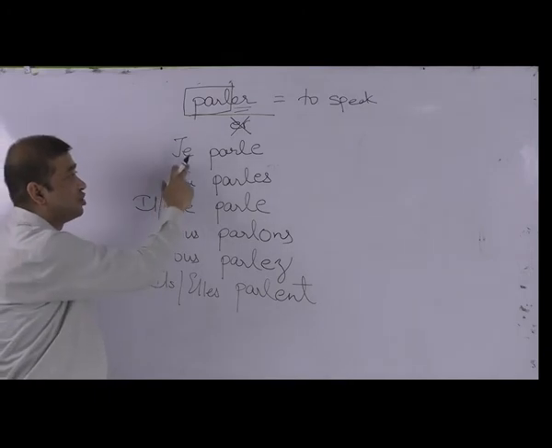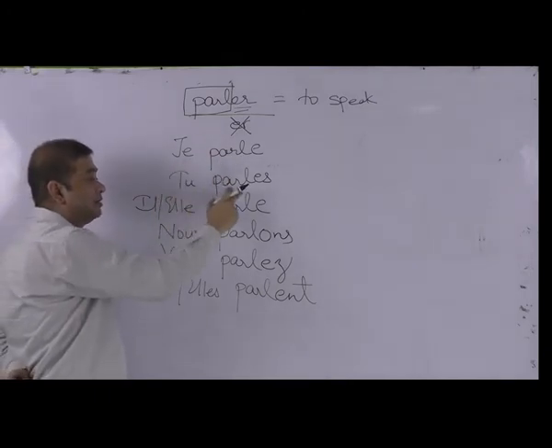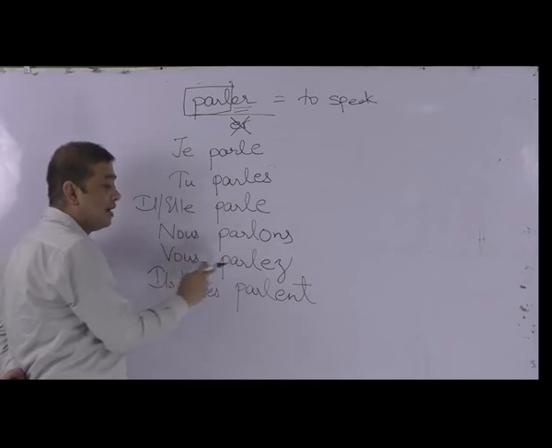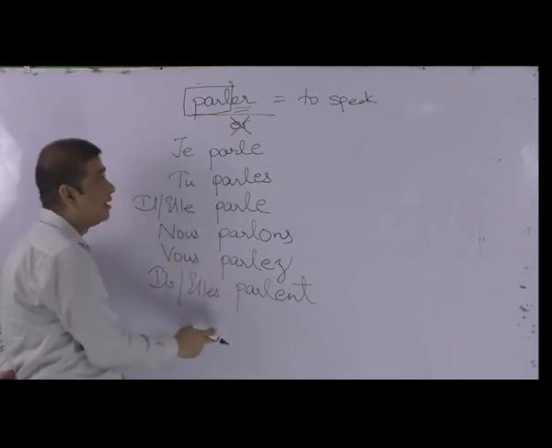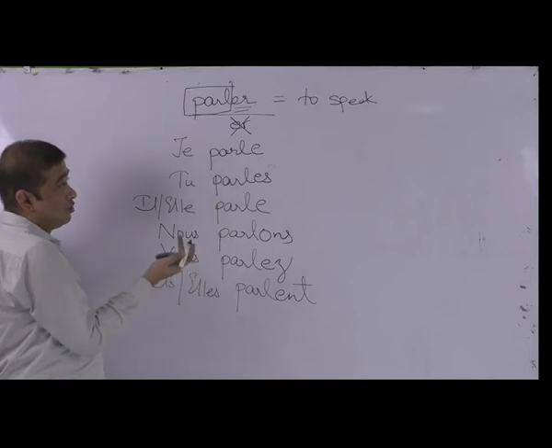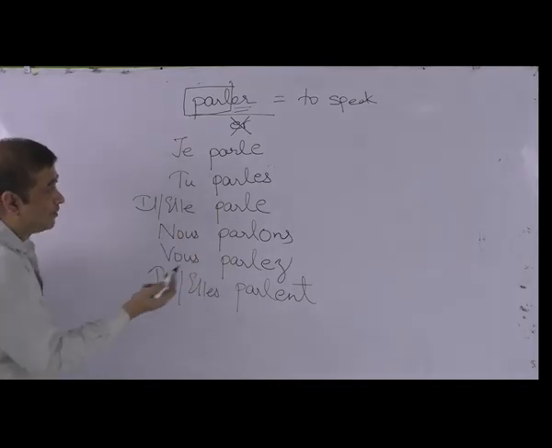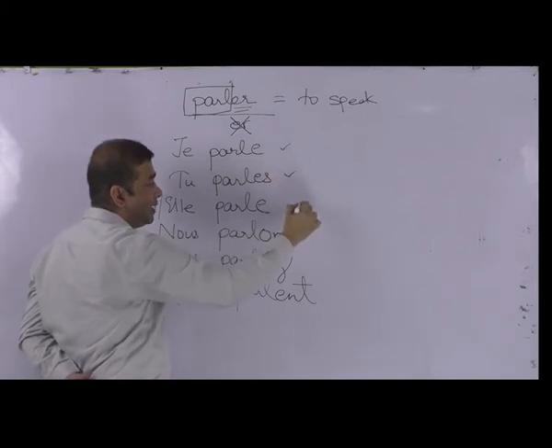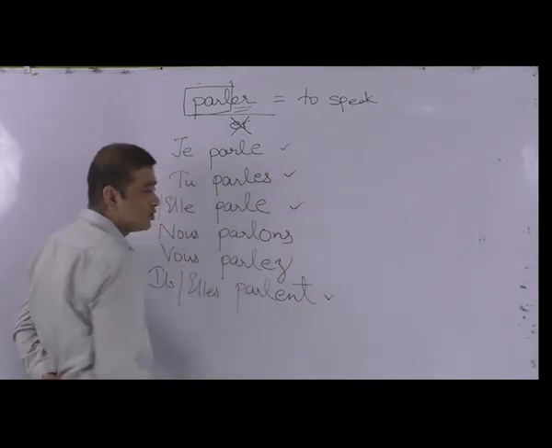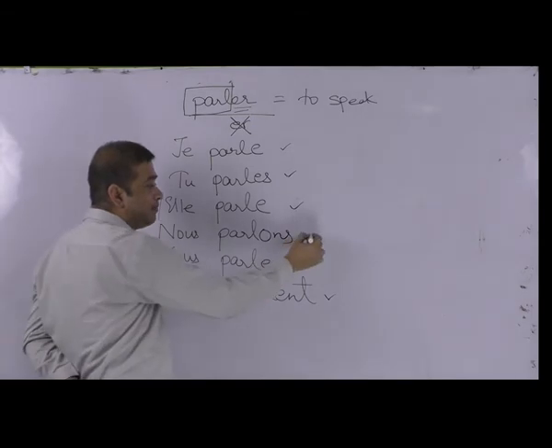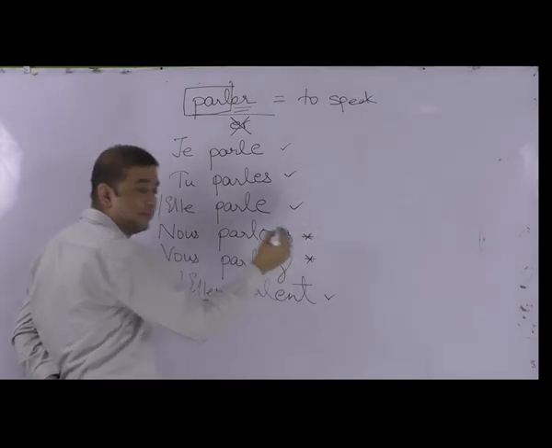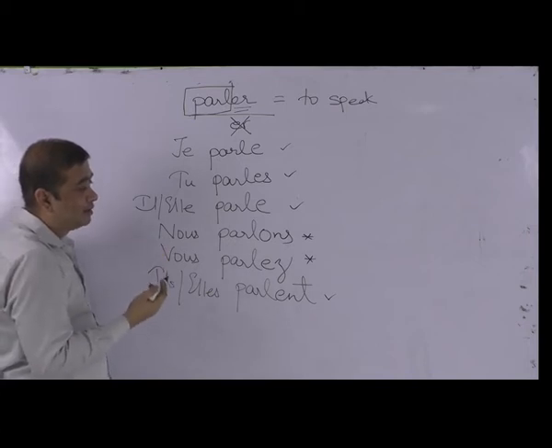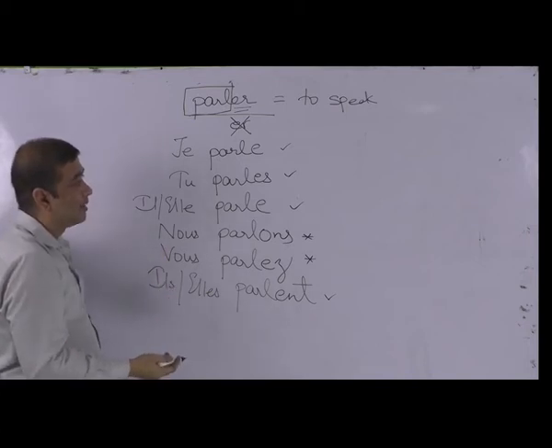So I can say je parle, tu parles, il parle, elle parle, nous parlons, vous parlez, ils parlent, elles parlent. You can see it's very simple. If you talk about the pronunciation as well, parle, parle, parle, and the last pronunciation is also parle. The only difference is here, parlons, parlez. I repeat, je parle, tu parles, il parle, elle parle, nous parlons, vous parlez, ils parlent, elles parlent.